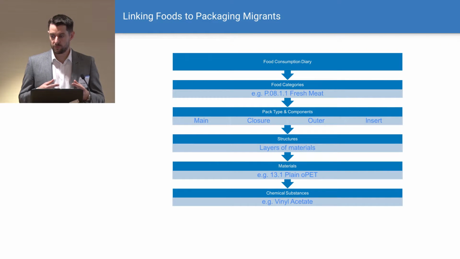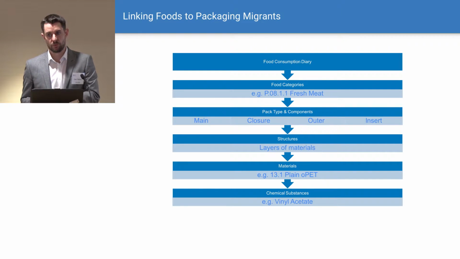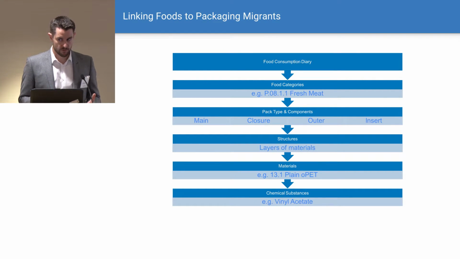The food categorization systems that consumption databases use aren't normally geared towards packaging use, but we recoded them in a way that was much more informative. And it was a tiered system as well. So you'd have like P.8.0.1.1 would be fresh meat. We then defined what was called a pack type. So a pack type was considered to be a combination of 4 components.